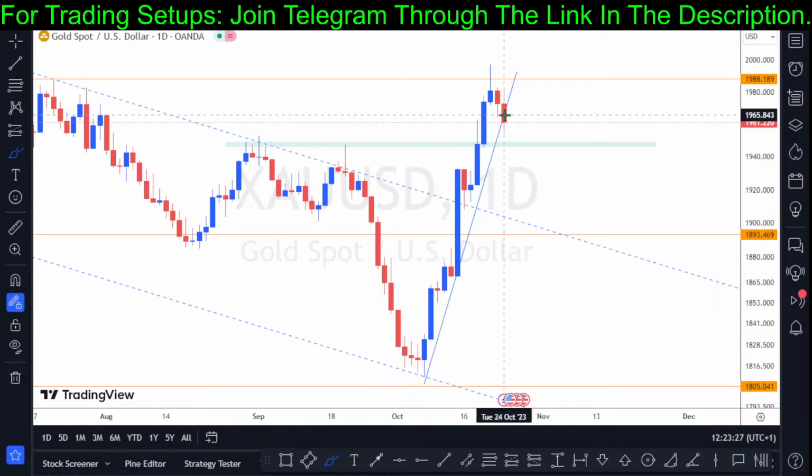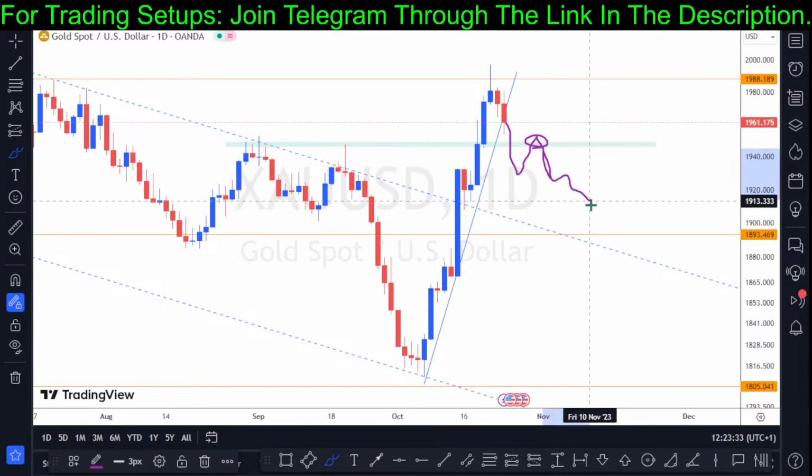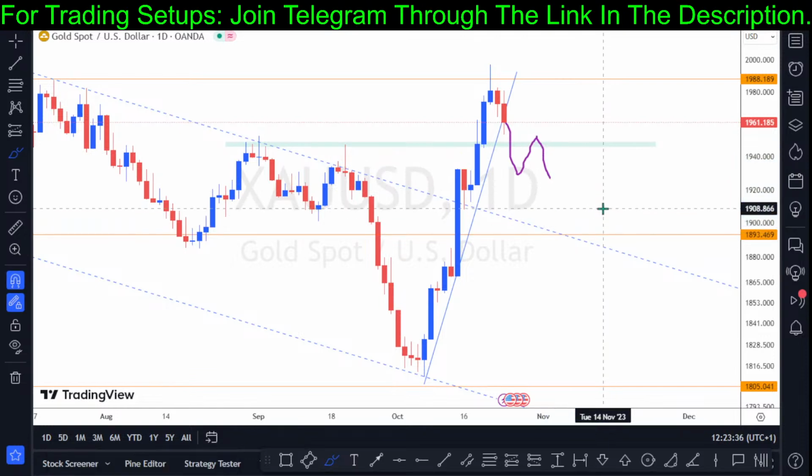I'll only be interested to see when price breaks out. If price can make a retest and the validation that this is a new resistance for price, then that is when I'll be looking to join this downtrend, right? But for now, I am not interested to short gold.